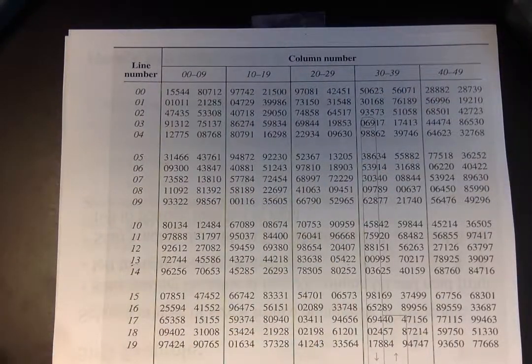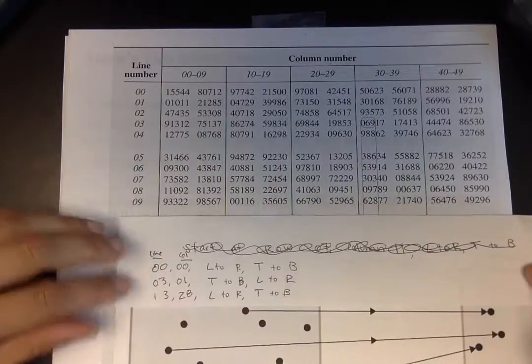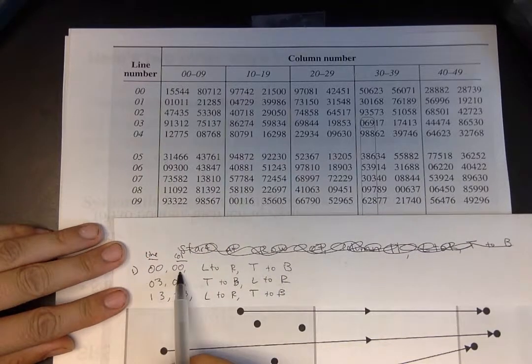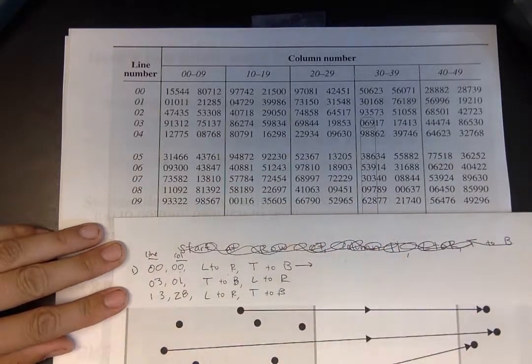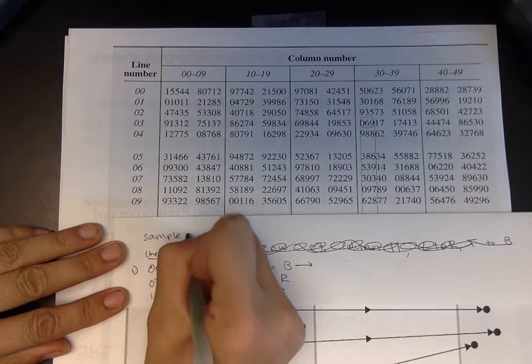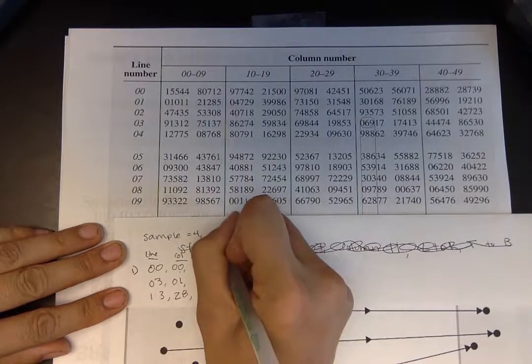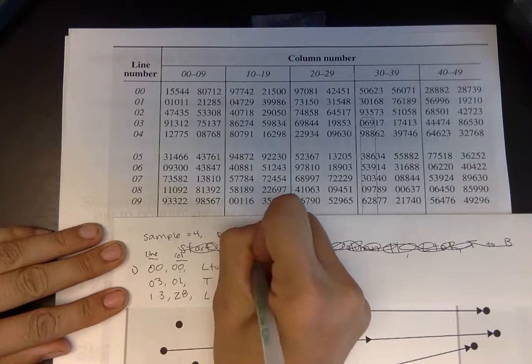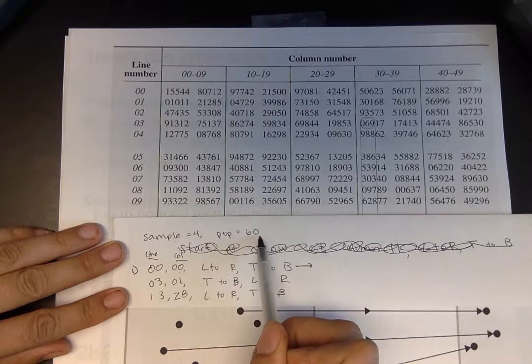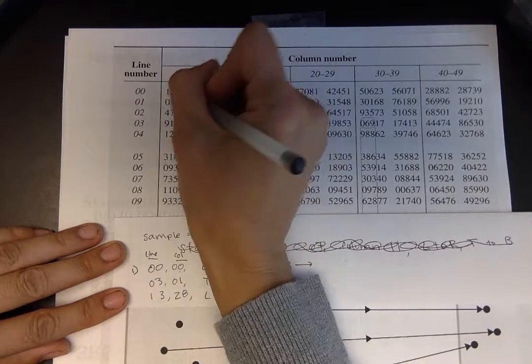I went ahead and wrote this out on a different piece of paper. So my first example is this one, right? I'm starting at line 0, 0, column 0, 0, and I want to read left to right and top to bottom. I want a sample of 4, and the population is 60 people. So this 60 again tells me that I need to be reading off 2 digits at a time, not 1 digit or 3 digits. And I'm going to start at 0, 0, 0, 0.